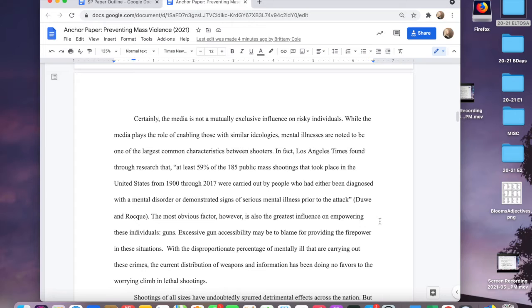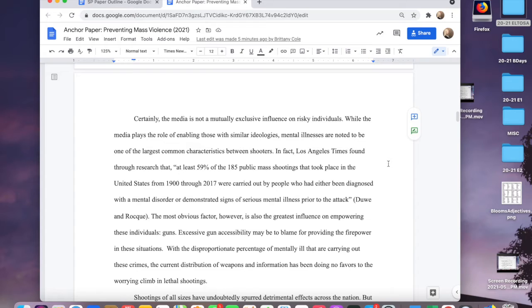Certainly, the media is not a mutually exclusive influence on risky individuals. While the media plays a role of enabling those with similar ideologies, mental illnesses are noted to be one of the largest common characteristics between shooters. In fact, Los Angeles Times found through research that at least 59% of the 185 public mass shootings that took place in the United States from 1900 through 2017 were carried out by people who had either been diagnosed with a mental disorder or demonstrated signs of serious mental illness prior to the attack.